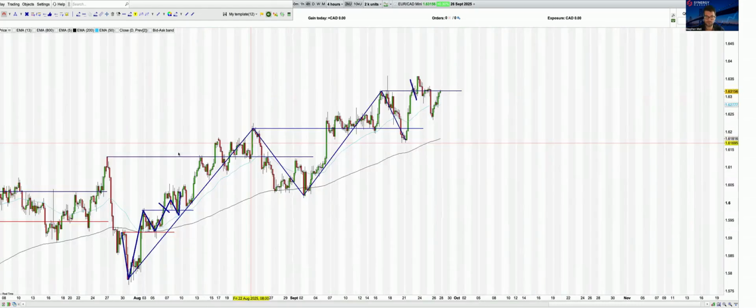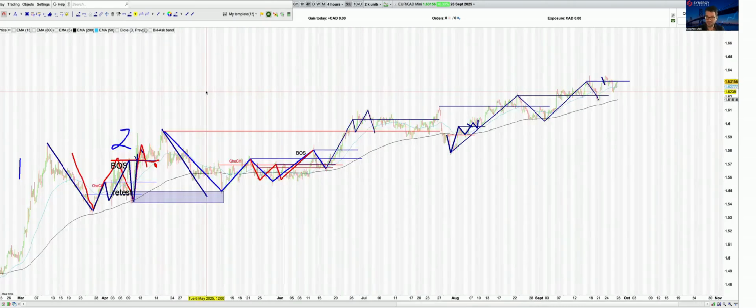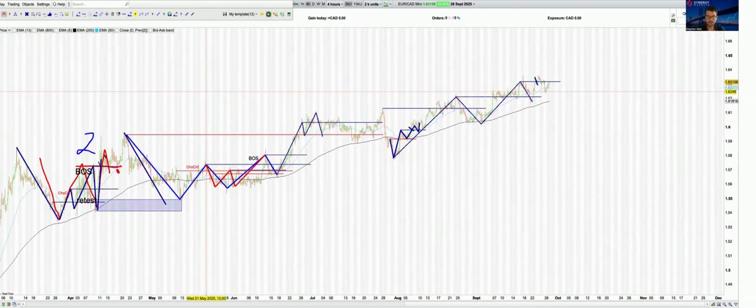We do have some nice structure here. We have a change, break, entry. Yeah, can't see it clearly enough. Personally, I can't see the edge in that.